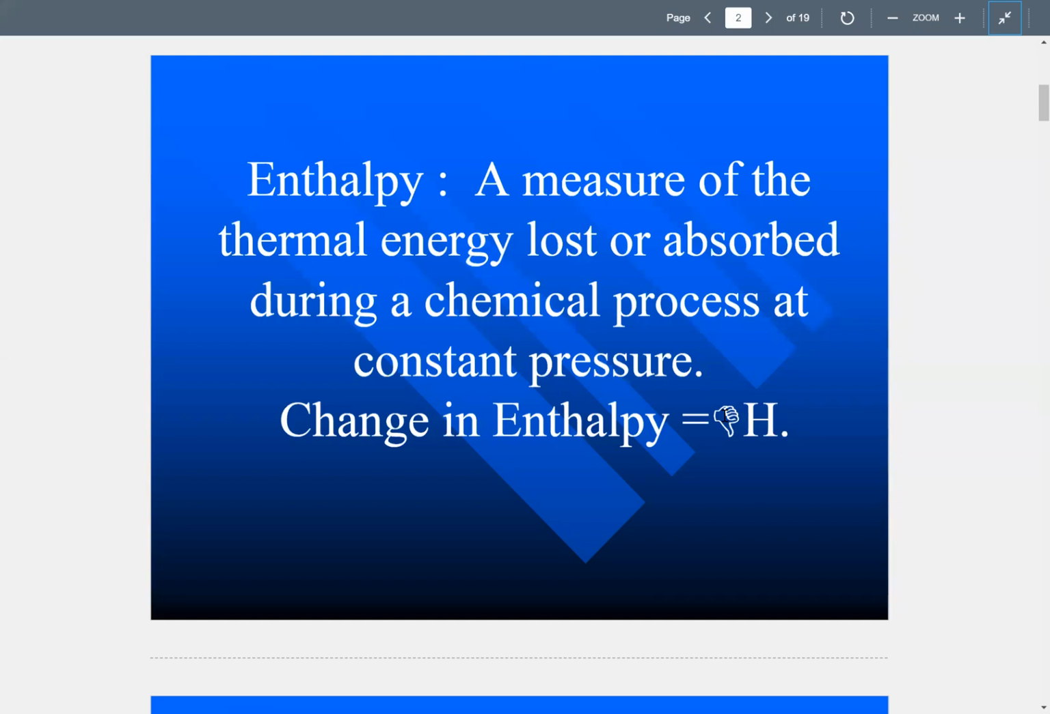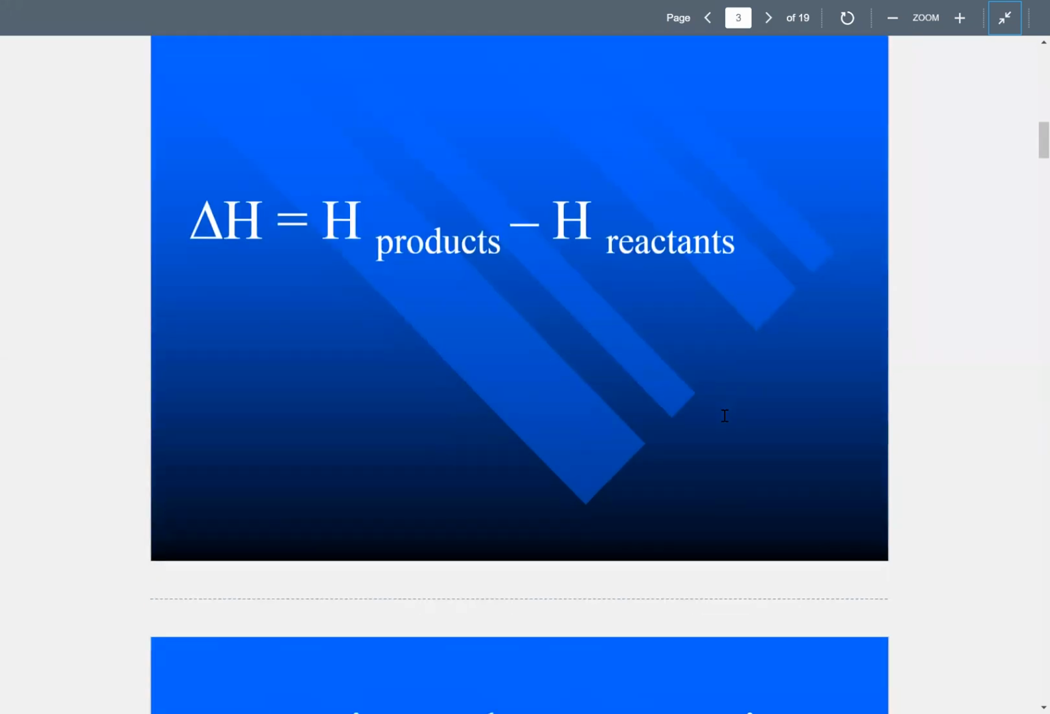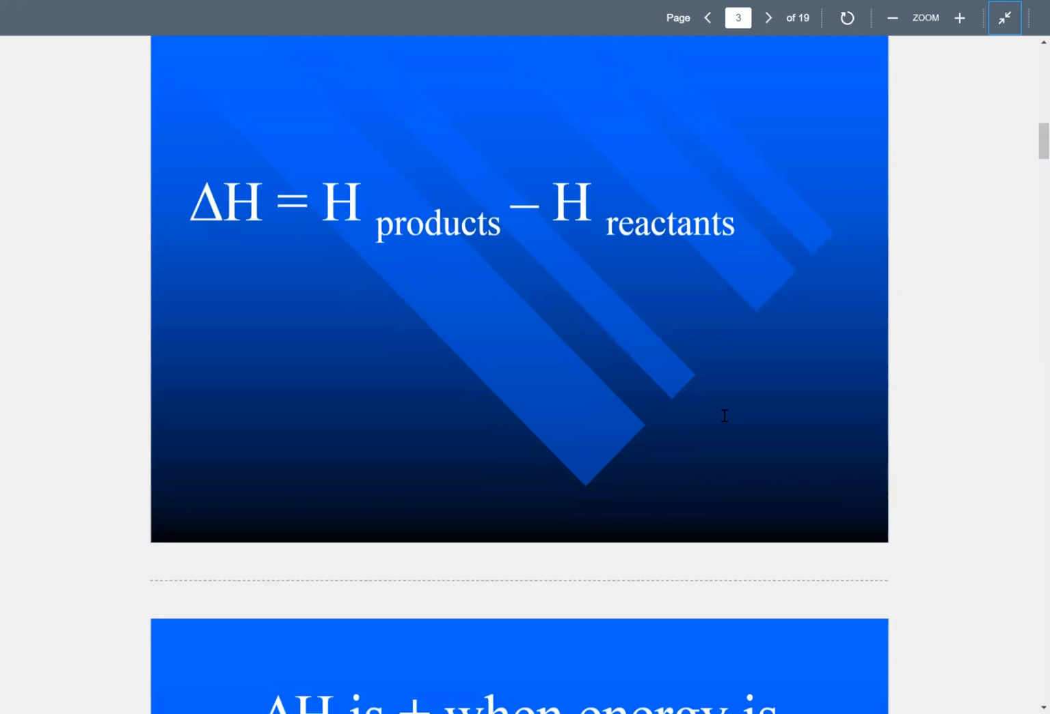So anyway, enthalpy is just a fancy word for talking about heat. So the measure of thermal energy lost or absorbed during a chemical process is called enthalpy, but that's really just heat, okay? And so we call that delta H. So the amount of heat lost in a chemical reaction is going to be the heat of the products minus the heat of the reactants, or in this case, the enthalpy.